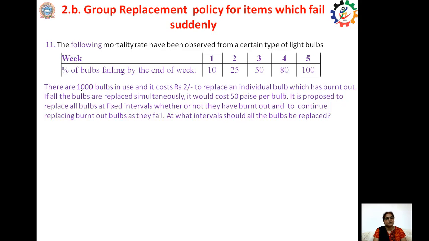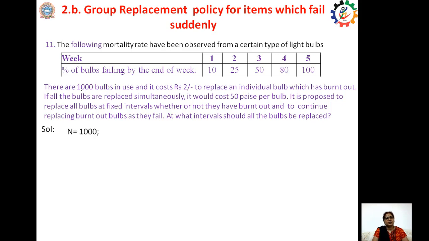Group replacement policy itself is like that. All bulbs will be replaced at once at the end of the group replacement duration. But as and when bulbs fail before that, then individually and immediately they will be replaced. For example, we'll solve this example. Let us then analyze. Solution.